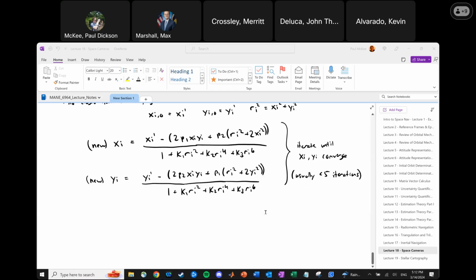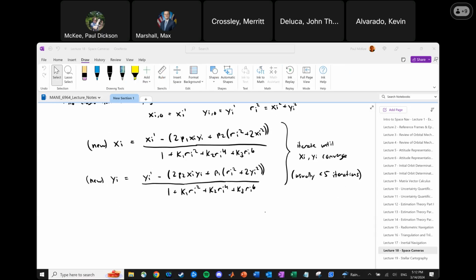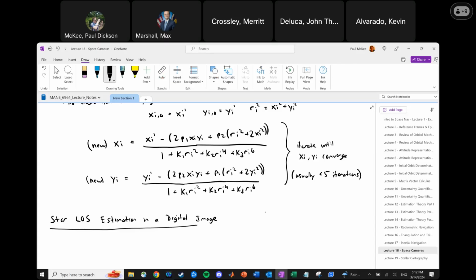So our topic, which is the new material, is star line of sight, LOS is line of sight, estimation in a digital image. Okay, so we're going to start by considering a theoretical perfect camera.